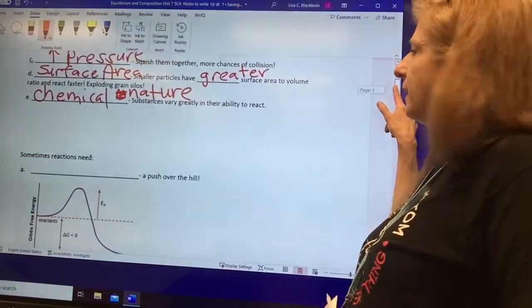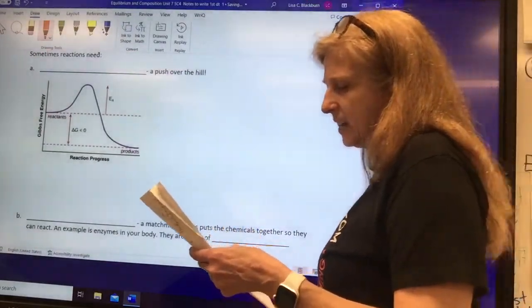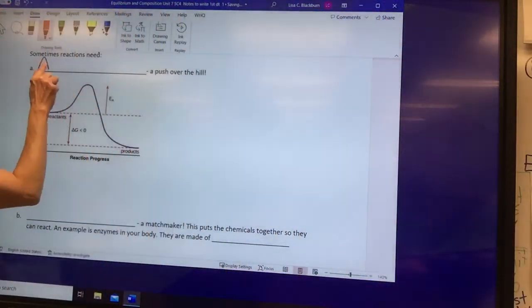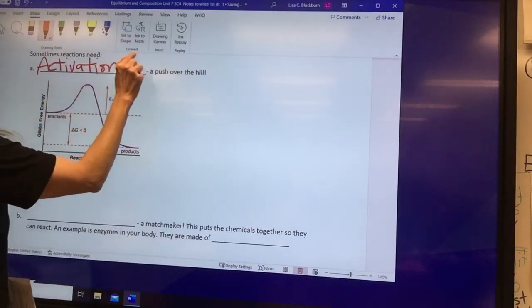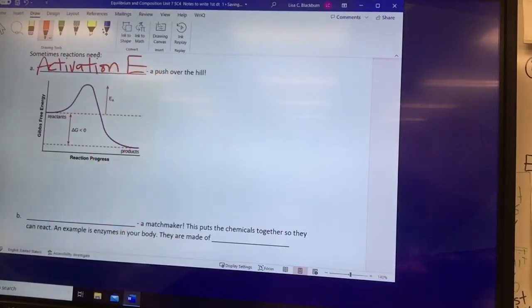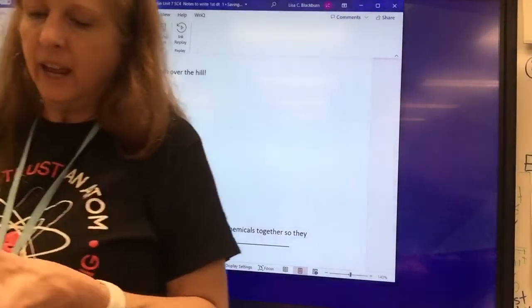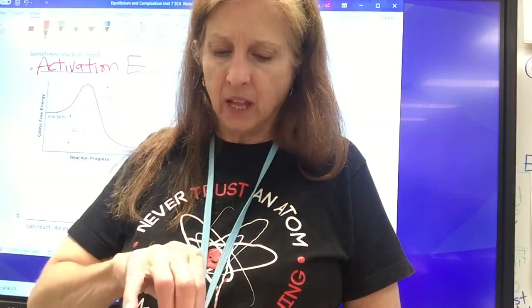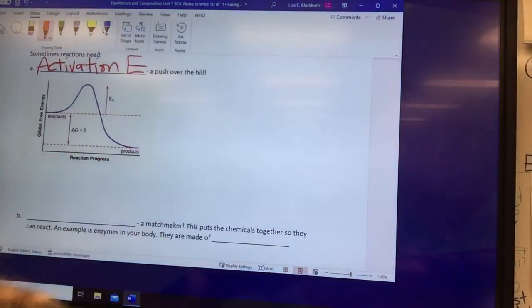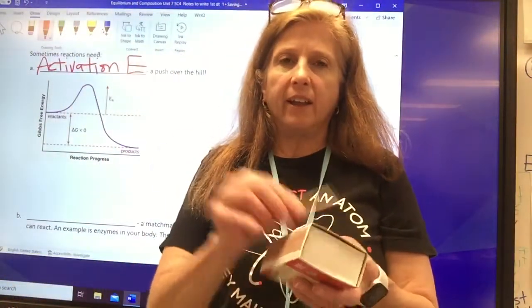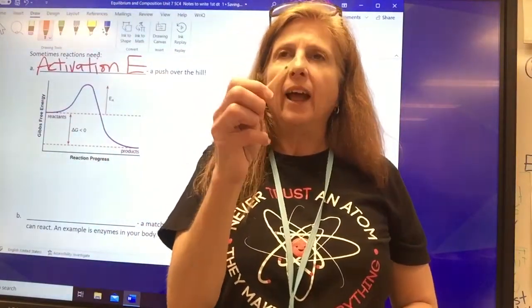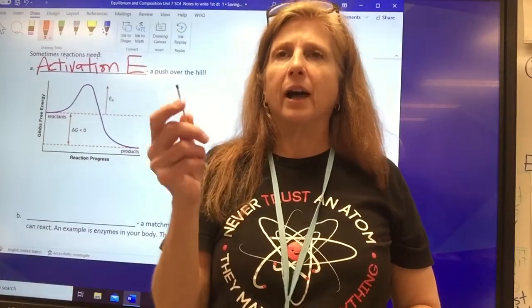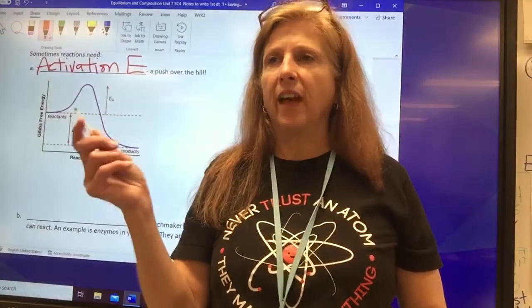Can I scroll? Okay. So sometimes reactions need an activation energy. Big E is energy, remember? Okay, and so this is our classic example. Here I have wood, and I have oxygen. Am I afraid that the oxygen in this air is going to start reacting with this wood and this match spontaneously combust? No worries of that at all.